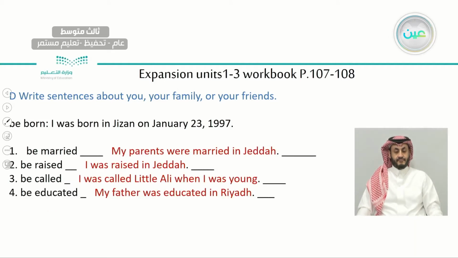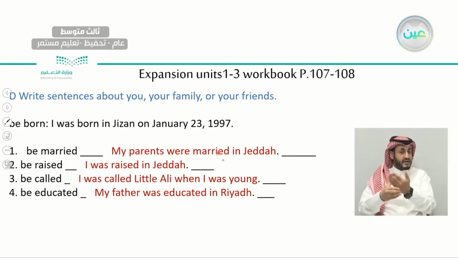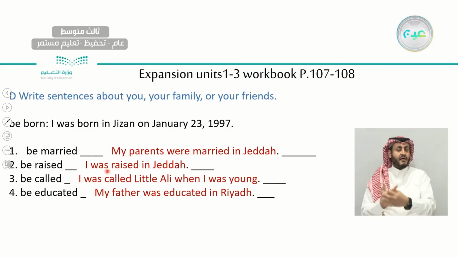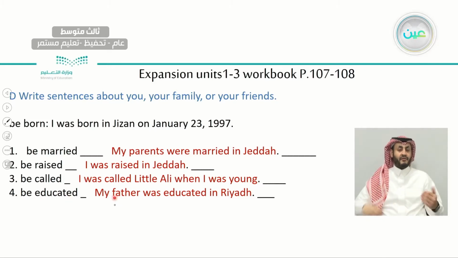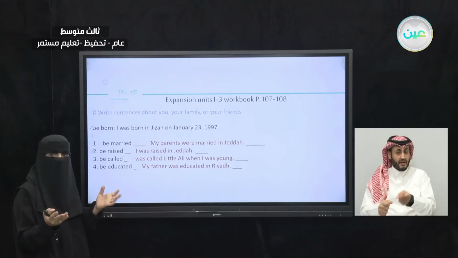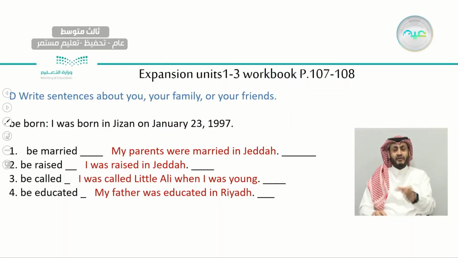Let's see, be married. My parents, so I'm talking about my parents. Because they are plural, I said were married in Jeddah. Be raised, I was raised in Jeddah, okay? I was raised, I am singular, so I used was. Be called, I was called Little Ali when I was young. This is what they used to call Ali. Be educated, my father was educated in Riyadh, okay? These are how you use the passive voice in statements to talk about people around you, okay?